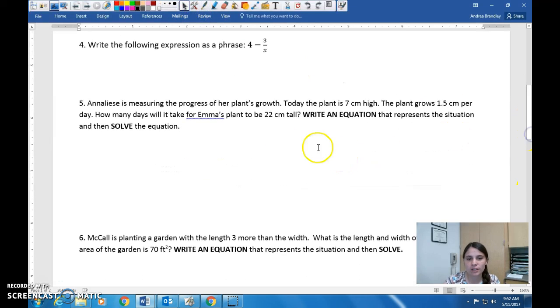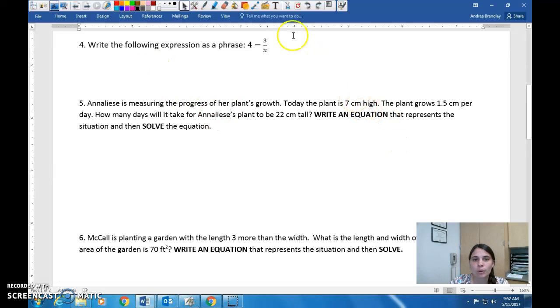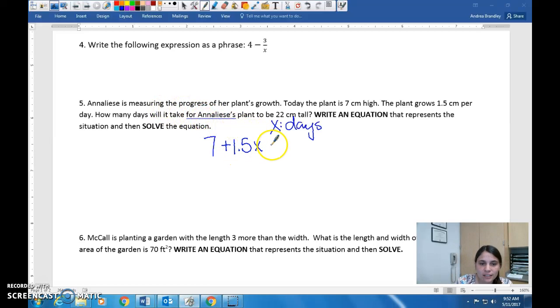So for 5 and 6, we now have a couple of story problems to solve, and I can already see a typo in here that I'm going to fix. We have Annalise, who's measuring the progress of her plant's growth. Today, the plant is 7 centimeters high, so it's starting at 7 centimeters, and then it grows 1.5 centimeters per day. So I'm going to say that x stands for how many days there are. So 7 plus 1.5 times however many days there are. How many days will it take for Annalise's plant to be 22 centimeters long? So how many days till this equals 22?